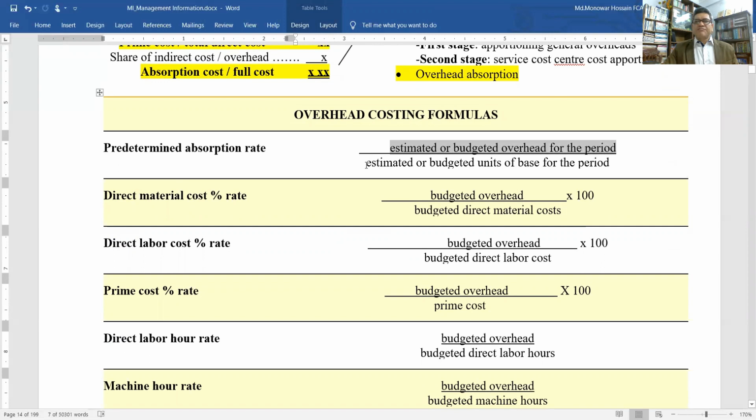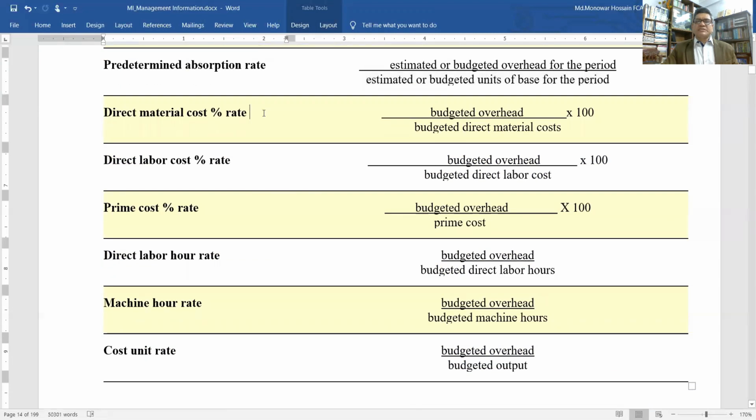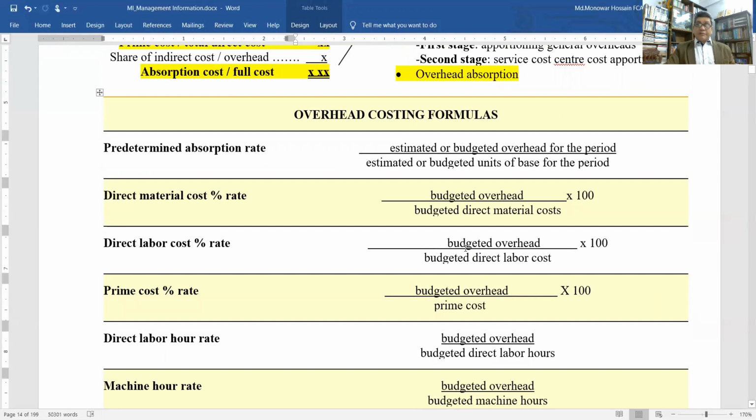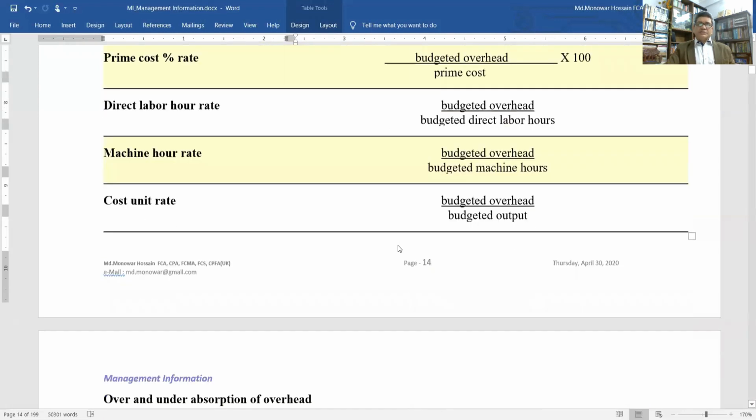So okay, if we see the overhead cost calculation, the predetermined absorption rate is the estimated or budgeted overhead for the period divided by the estimated or budgeted units of base for the period. So the direct material cost percentage rate is budgeted overhead divided by budgeted direct material cost multiplied by 100. And direct labor cost, in the same way, budgeted overhead divided by budgeted direct labor cost multiplied by 100. And the prime cost percentage rate, budgeted overhead divided by prime cost. So direct labor hour rate, budgeted overhead divided by budgeted direct labor hours. So machine hour rate, budgeted overhead divided by budgeted machine hours. And we will get the cost per unit rate, budgeted overhead divided by budgeted output. So I think these are the formulas we use for overhead cost in cost accounting.